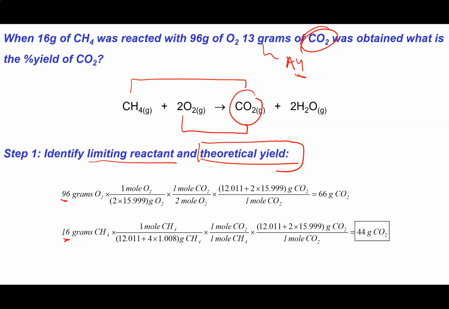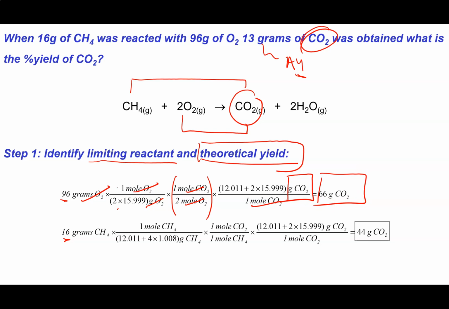To do grams of A to grams of B, it's pretty easy. You do grams times 1 on the molar mass of A, times your mole ratio, times the molar mass of your B. So 96 grams of O2 times 1 on its molar mass, 1 on 32, and the grams of O2 cancels out, leaving me with moles of O2. Then I multiply by the appropriate mole ratio, 1 mole of CO2 for every 2 moles of O2, which leaves me with moles of CO2. Finally, to turn that into grams of CO2, I multiply by the molar mass of CO2, leaving me with grams of CO2. So if all of my O2 is used up, I get 66 grams of CO2.